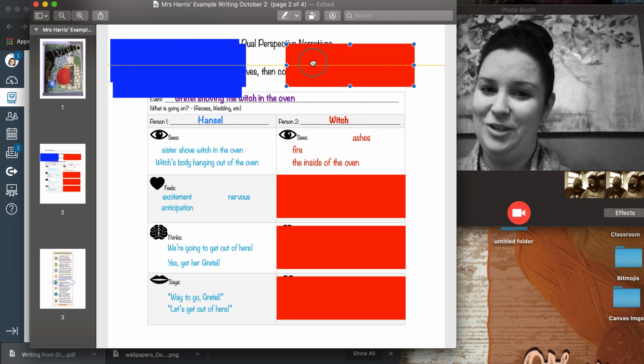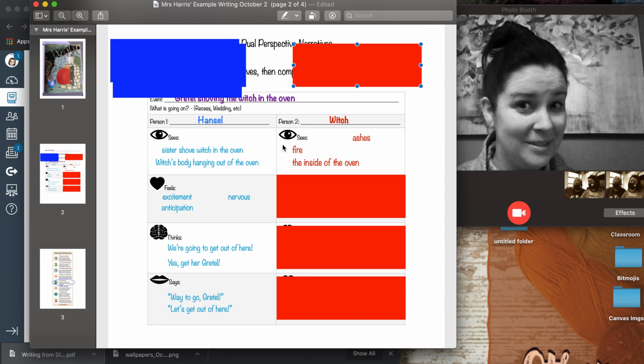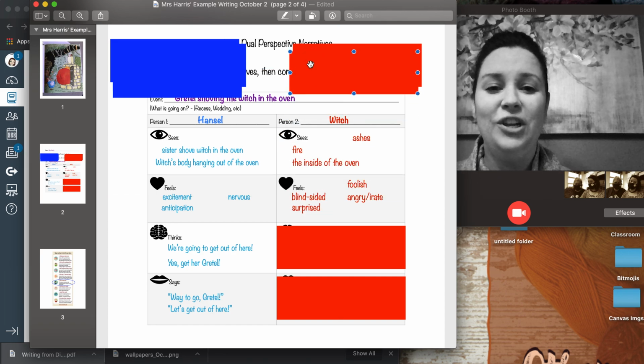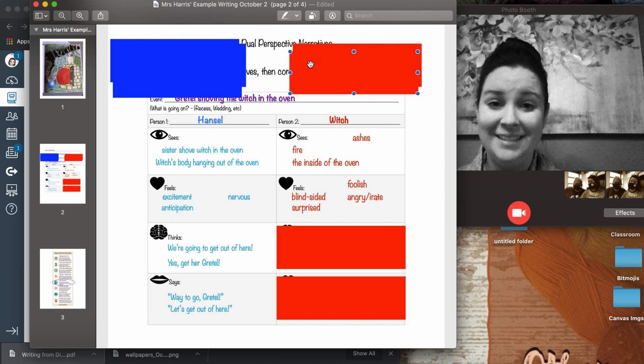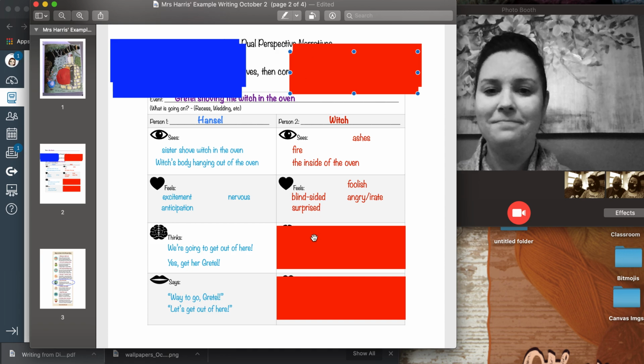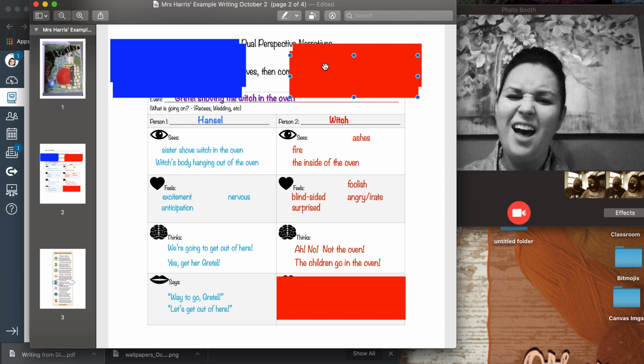And then we have the witch. What does she see? Well, she sees fire, maybe the ashes from her past meals and dinners. She sees the inside of the oven. What does she feel? Well, she probably feels a little blindsided, surprised, foolish, angry, irate, some of those things. And then I have, what is she thinking? No, not the oven.